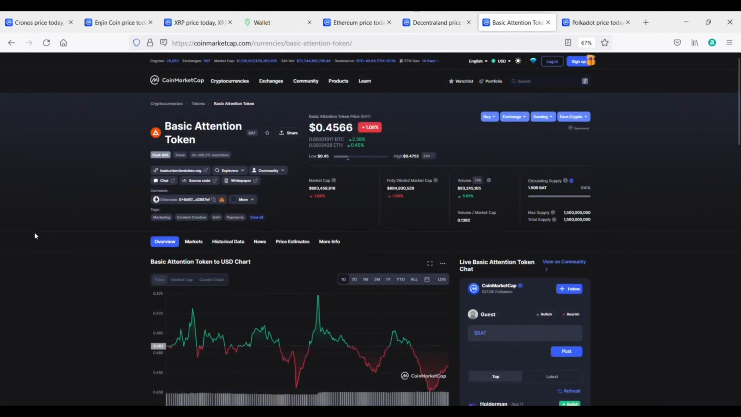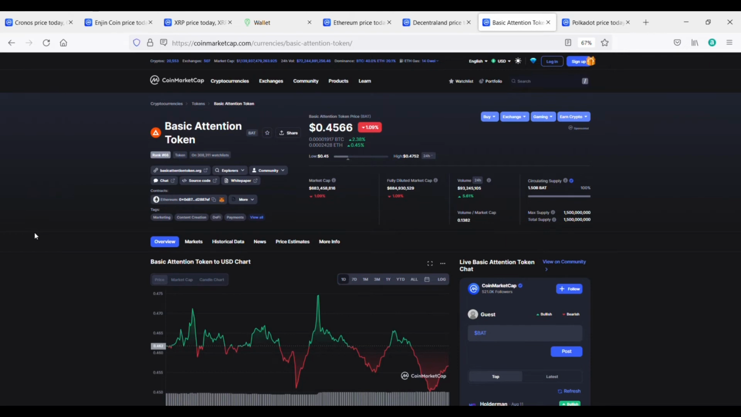Okay, next up, we've got the Basic Attention Token. Now, I've been a fan of the BAT token for many years. It's been around since 2017. It's an Ethereum-based coin. I've bought and sold this coin quite a bit, but I've just come to the realization I'm just going to continue averaging into it and stacking it.